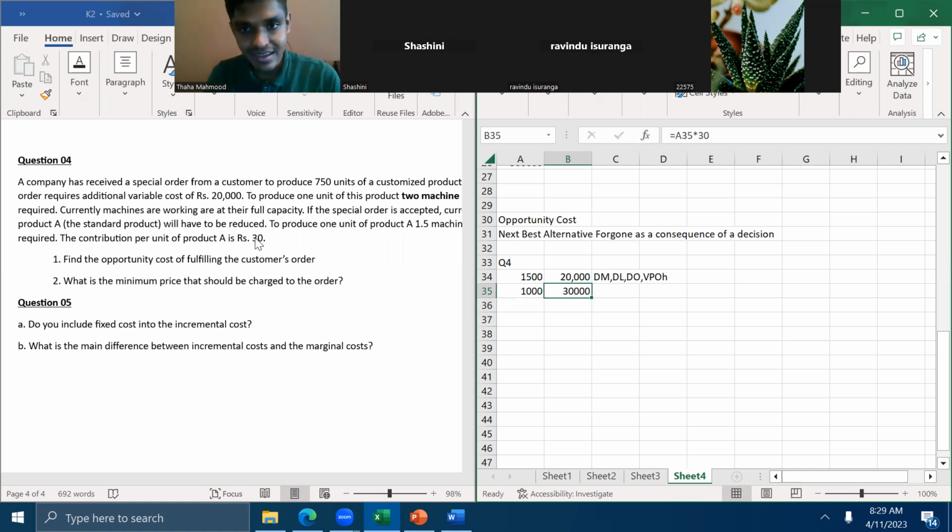මෙච්චරක් අපිට මේ contribution එකක් forego වෙනවා. හරිද? So the total opportunity cost of this decision is only this. මේක තමයි opportunity cost එක. This is the opportunity cost. Answer the first question. පළවෙනි එක opportunity cost.